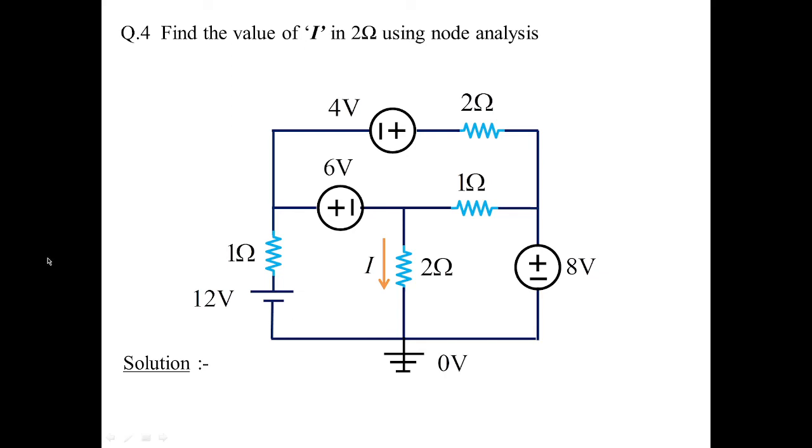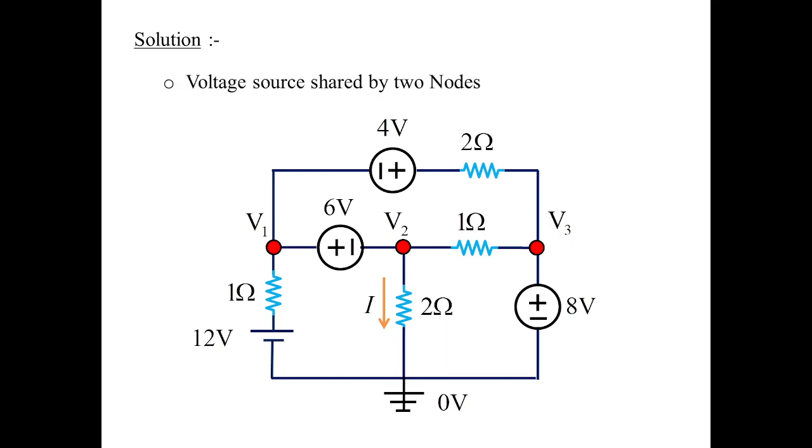So first I'm identifying the nodes. First, the reference ground node as 0 volts, then the first node voltage as V1, the second node voltage as V2, the third node voltage as V3. So this is how we have identified the nodes. Unlike the supermesh problems, where we identify the loop currents, here we have to obtain the node voltages. Once the node voltages are obtained, it is easy for us to get the equations for supernodes.